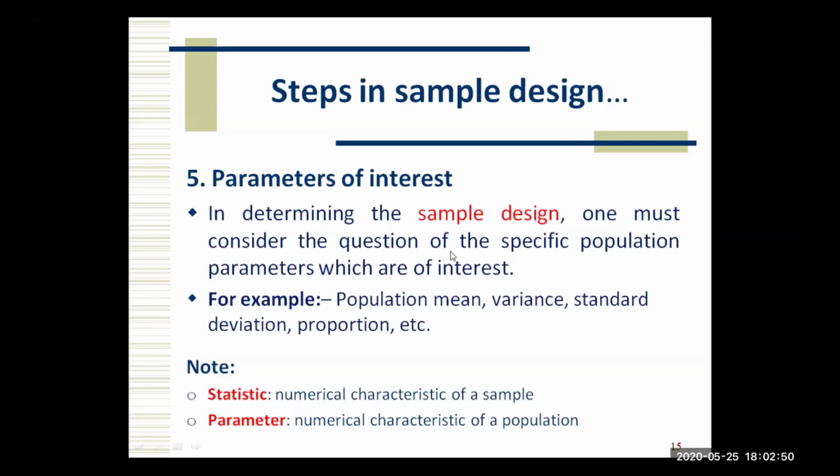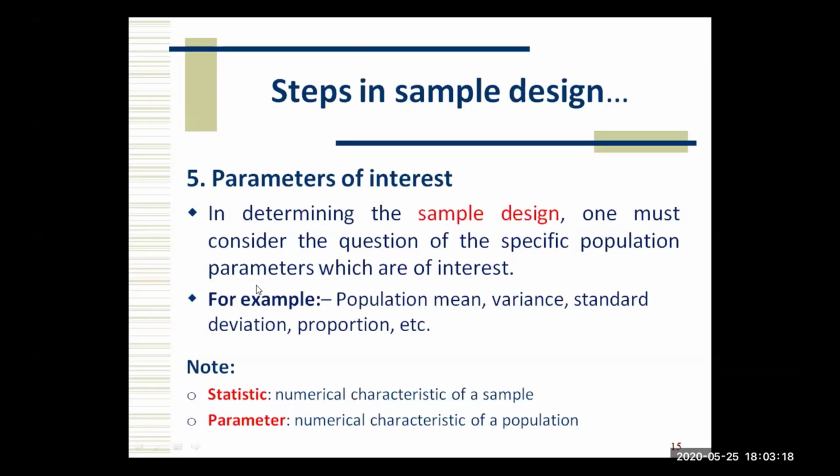Which one do you want? Is it population mean? Is it population variance? Is it population standard deviation, or is it specifically by using a sample? The other one is also the case.